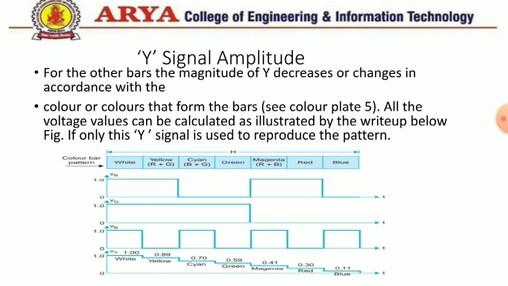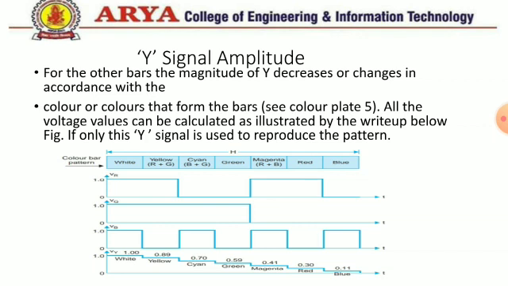For the other bar, the magnitude of Y decreases or changes in accordance with the color or colors that form the bars. All the voltage values can be calculated as illustrated by the figure below. If only this Y signal is used to reproduce this pattern, it will appear as a monochrome bar shading off from white at the left to gray in the center and black at the right.